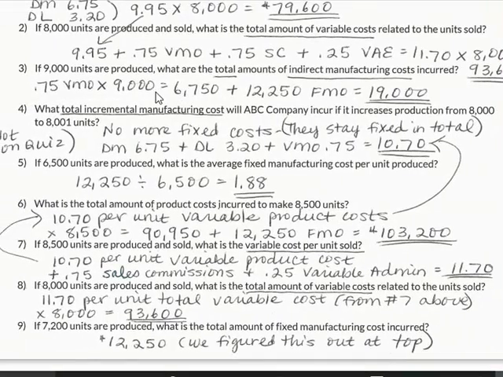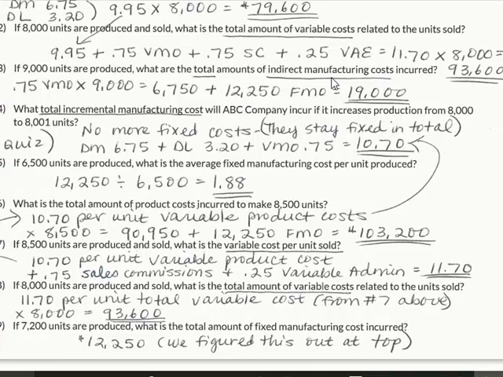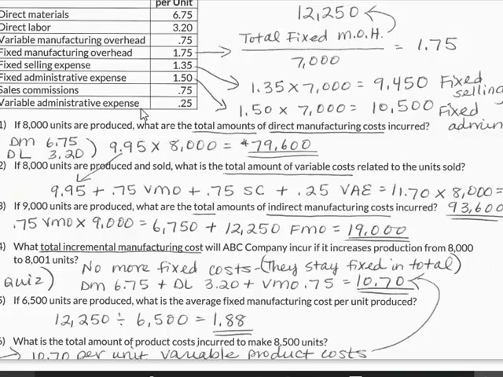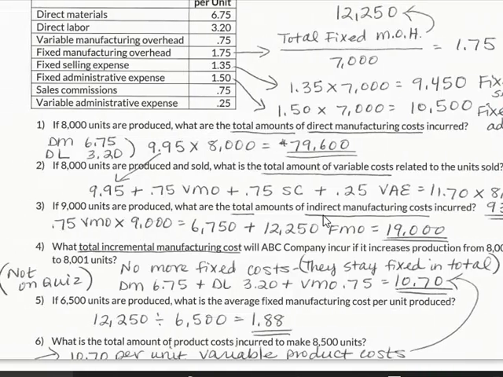Now in question 3, we're asked if 9,000 units are produced, what are the total amounts of indirect manufacturing costs? So indirect manufacturing costs, that's going to be our manufacturing overhead. Since they're asking for manufacturing costs, we won't include any of the last 4 items in the table because those are all period costs. And since the question is asking just for indirect manufacturing costs, we will not include direct materials or direct labor. So just manufacturing overhead.